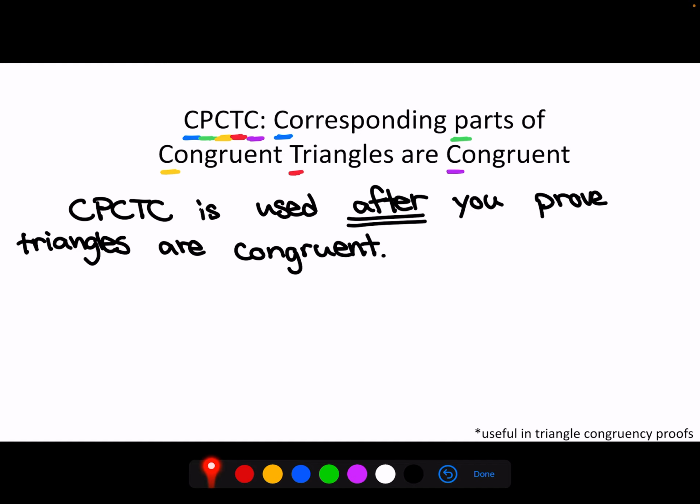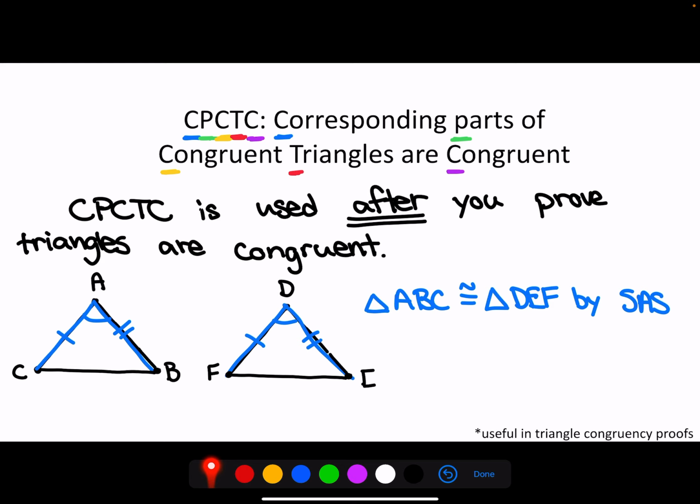Because if I know that the two triangles are congruent, all the corresponding parts within those triangles, all those angles that are corresponding, that relate to one another, all those side lengths that are corresponding that relate to one another, those will all be congruent to each other as well. So let's say that we have these two triangles here, triangle ABC and triangle DEF, and they're congruent by side, angle, side, as we can see.